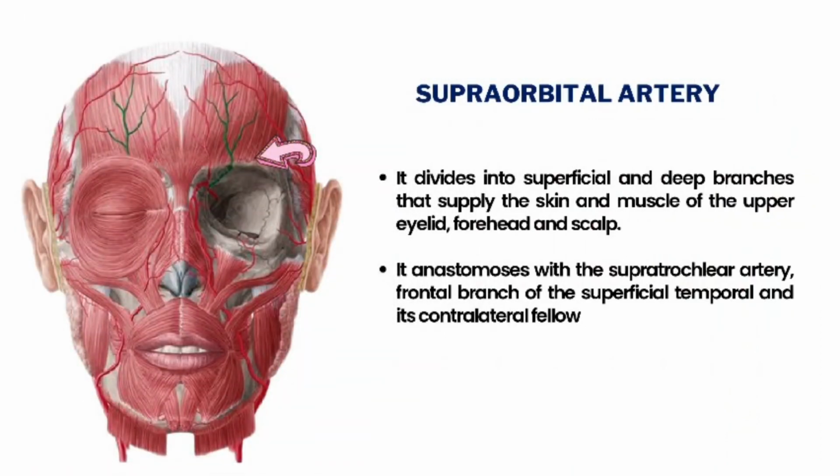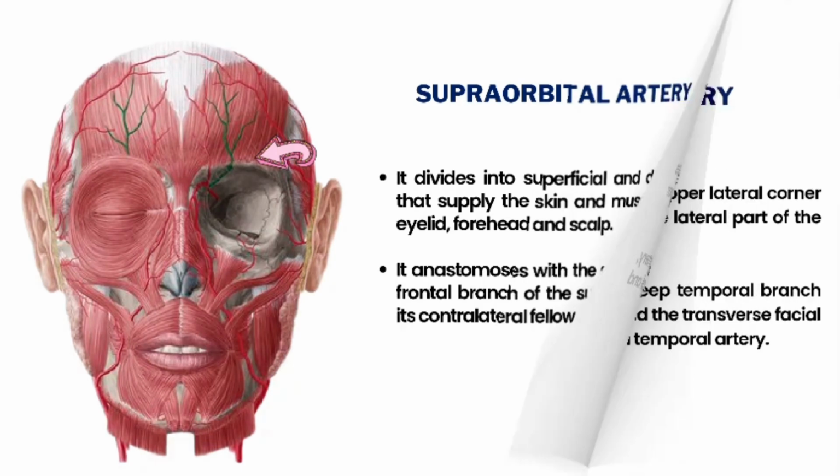Next is the supraorbital artery. It divides into superficial and deep branches that supply the skin and the muscle of the upper eyelid, forehead, and scalp. The supraorbital arteries exit the orbit through the supraorbital foramen, accompanied by the supraorbital nerve and vein. The part of the supraorbital artery that is within the orbit supplies the superior rectus and levator palpebrae superioris, while its extraorbital part supplies the skin, muscles, and periosteum of the forehead.